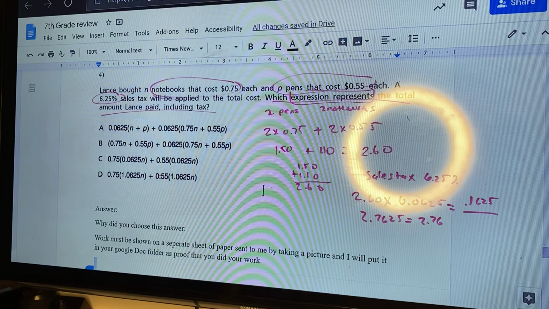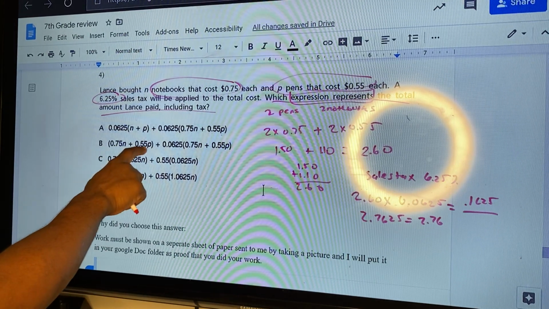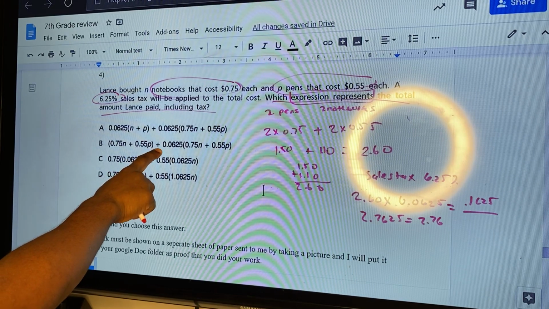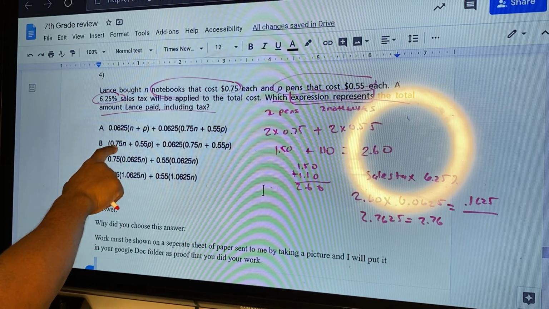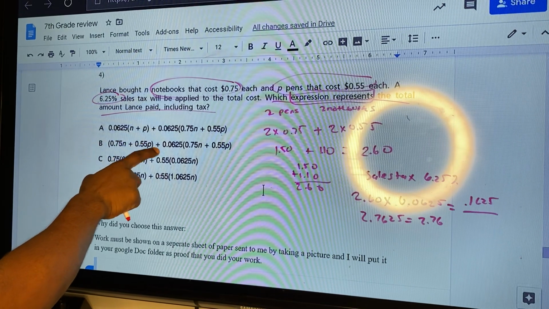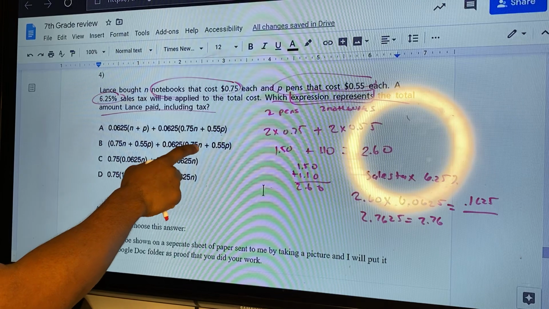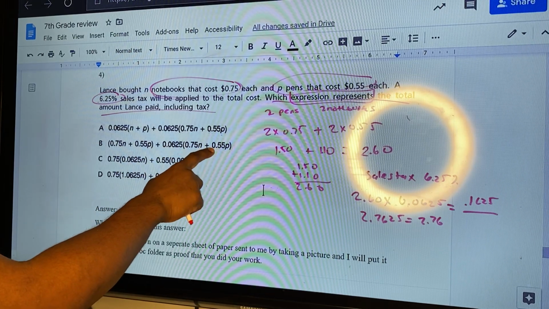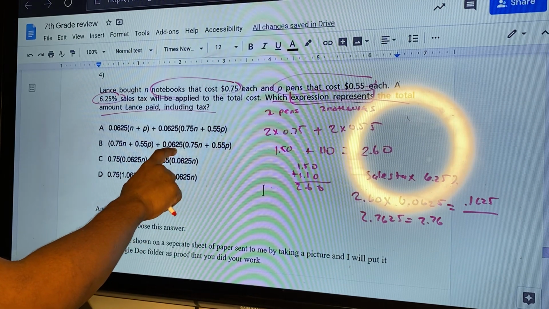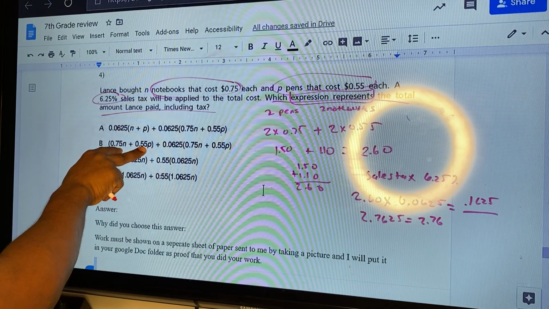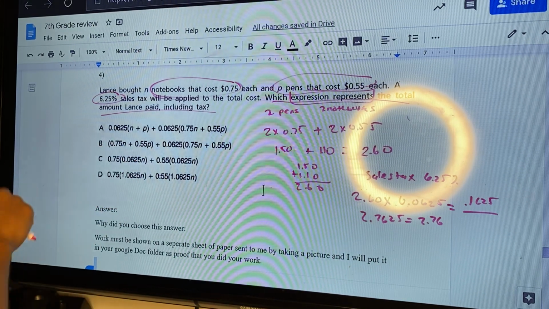So, okay, I see what they did. They added these 2. They added the cost of the pen and notebook. And then they added the sales tax. Then they added again the price, and added the sales tax on top of the price of the notebook and pen. That wouldn't match this.